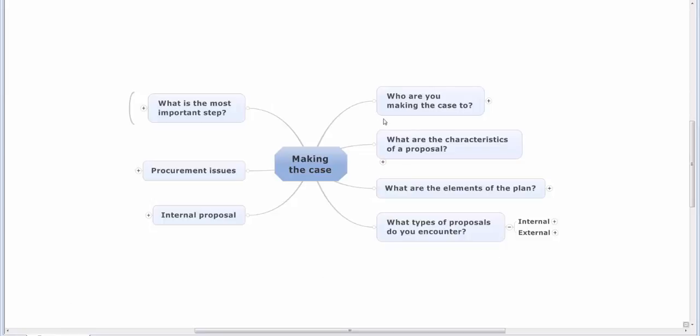So in this series of videos, I'll talk a little bit about the person that you're making the case to, so the audience, and what types of things you might want to think about when you're considering the audience, what a proposal might look like, so what are the specific characteristics of that proposal, and it's a little bit different maybe to the kind of proposals you might be used to from a project proposal or something like that. What elements come into the plan, so that actual, the specific plan and case that you have, and then also the types of proposals that you might encounter.